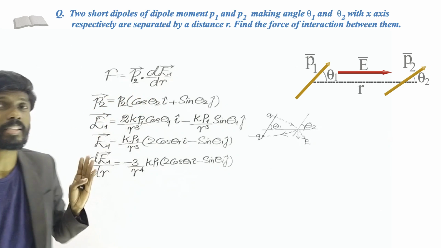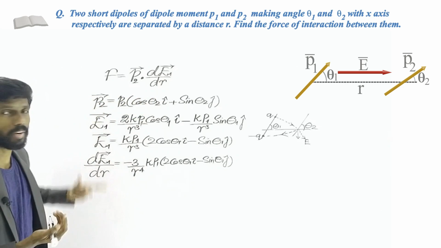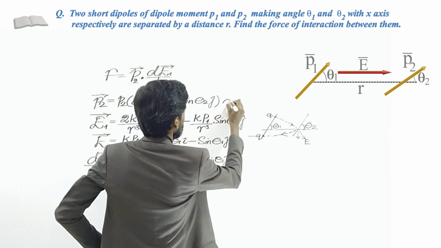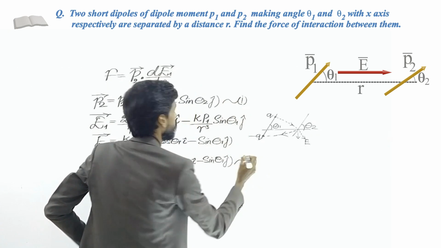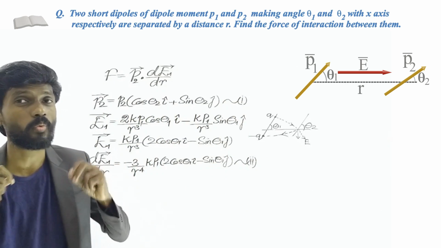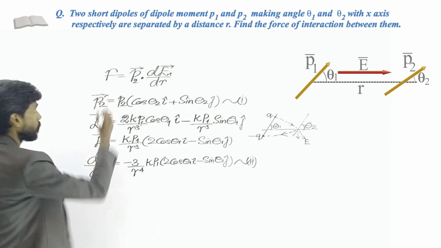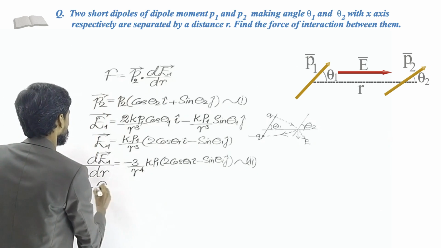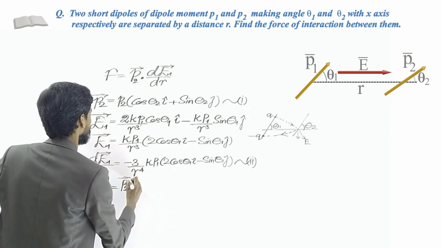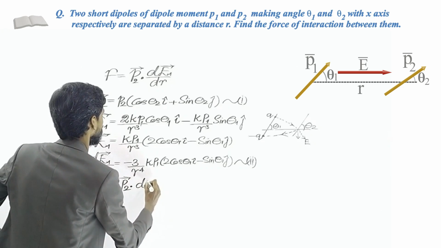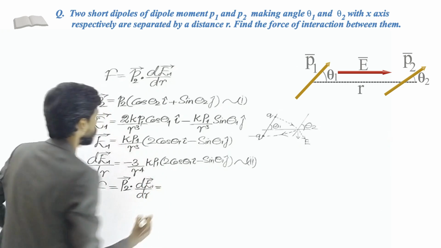Now we have to find the dot product, the scalar product of these two vectors. Okay, so let us find it. So this is our equation 1, this is equation 2. We have to take the dot product of these two vectors. So the force F equals P2 vector dot dE vector divided by dr.